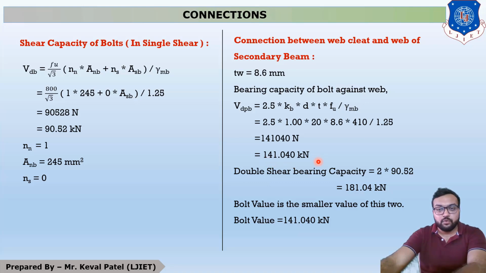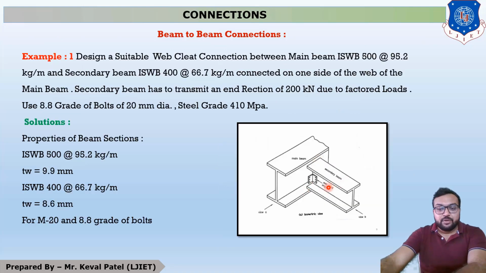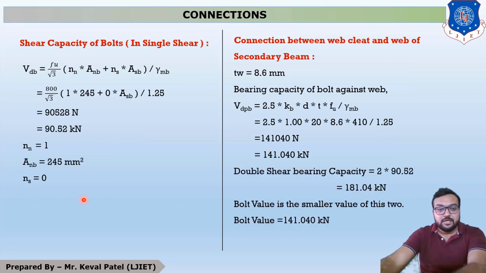So after putting all these values, our answer will be 141.040 kilonewton. Okay, now you can see whether your secondary beam is in single shear or double shear. Obviously it is in double shear, because it is already discussed that one web plate angle is connected over here and another is connected over here. It means your secondary beam is in double shear, so we have to multiply this value by 2. So our double shear bearing capacity is 181.04 kilonewton. Now we have two answers.